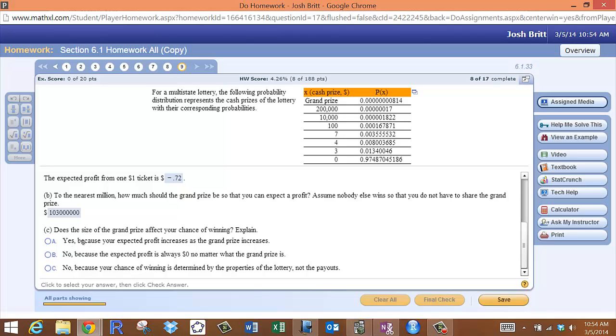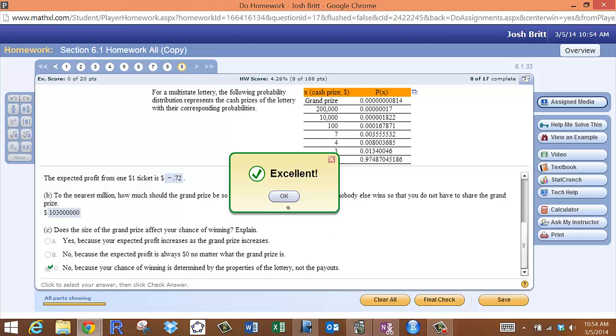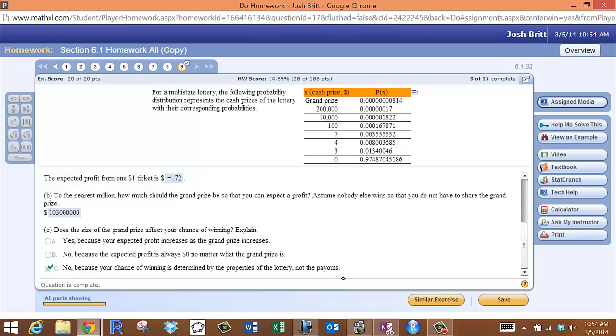So does the size of the grand prize affect your chance of winning? No, the chance of winning is solely based on the properties of the lottery, not the payouts or anything like that. Okay, hope this helps with the lottery problem.